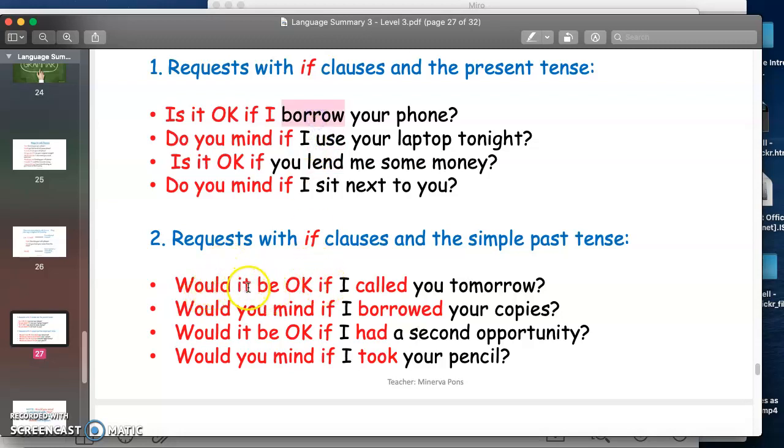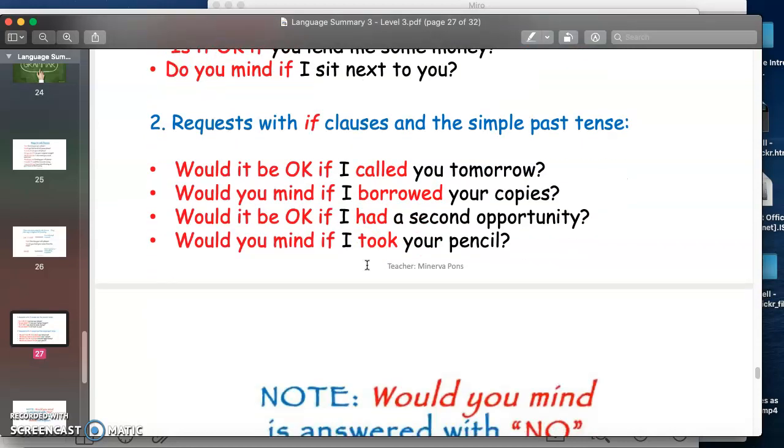In here we have, would it be okay if I called you tomorrow? Would you mind if I borrowed your copies? Would it be okay if I had a second opportunity? Would you mind if I took your pencil? So as you can see, we can also use the simple past to ask for favors with if clauses.